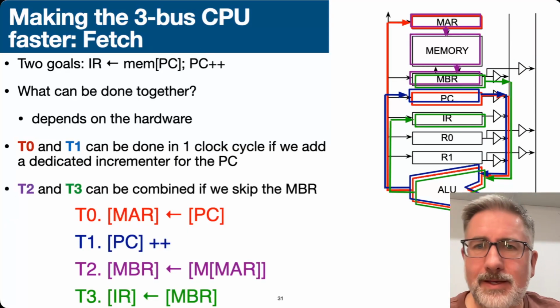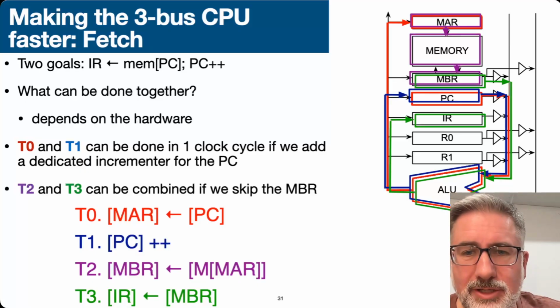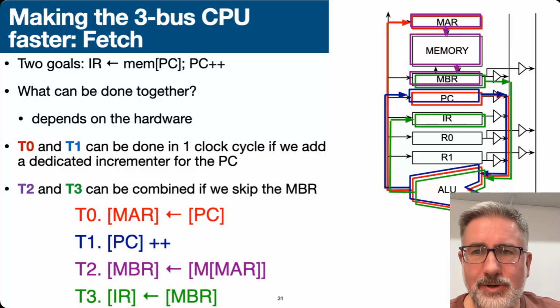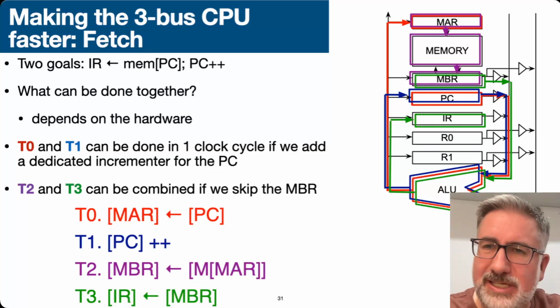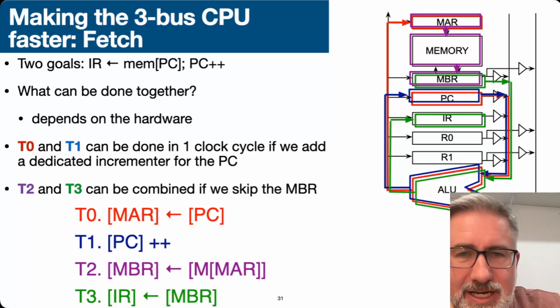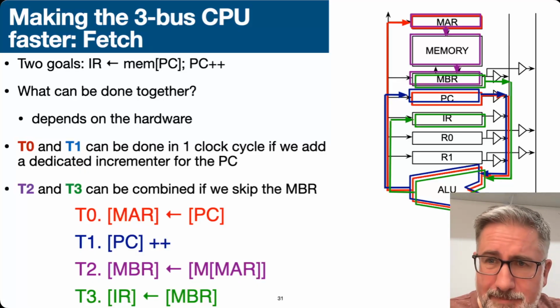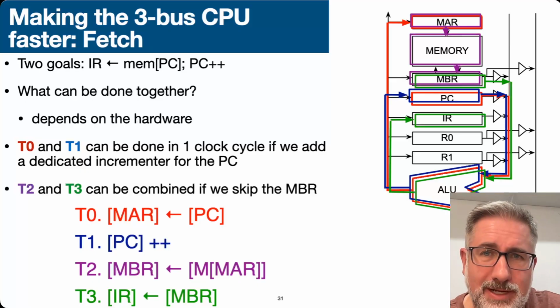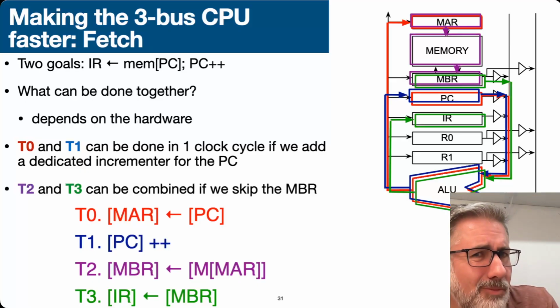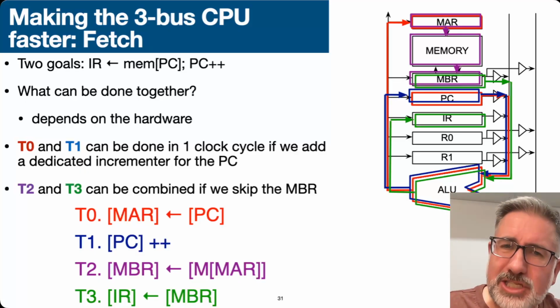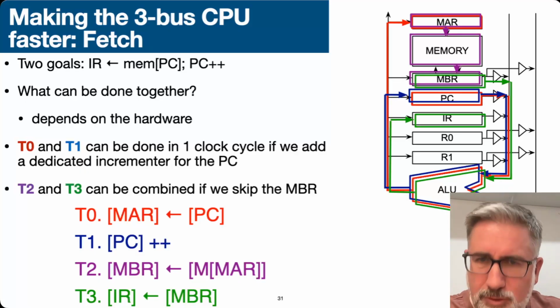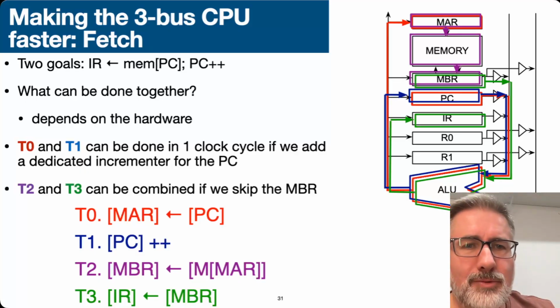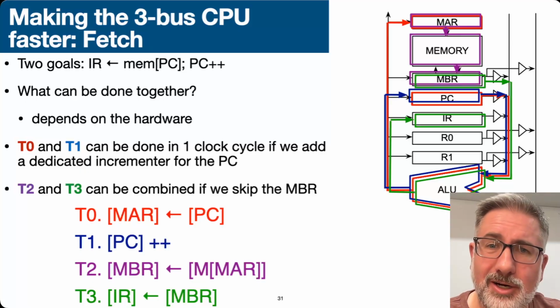Now we recognize some things that we can do that make it a little bit faster, right? We recognize that the memory address register getting the program counter and the program counter getting incremented can happen at the same time. And if we skip the memory buffer register, which again, maybe we don't want to, maybe we do, we can make those 2 things happen at the same time and really optimize our development.